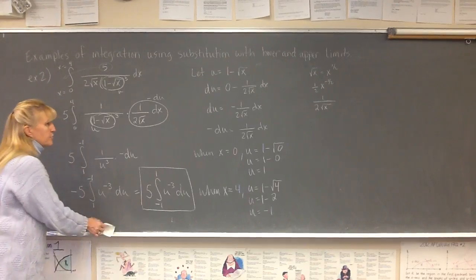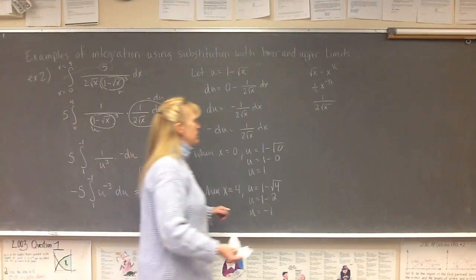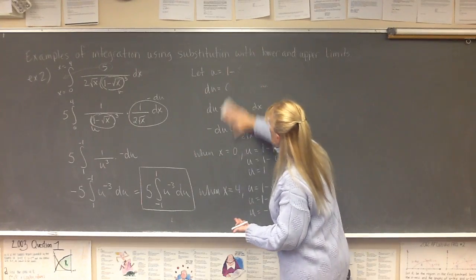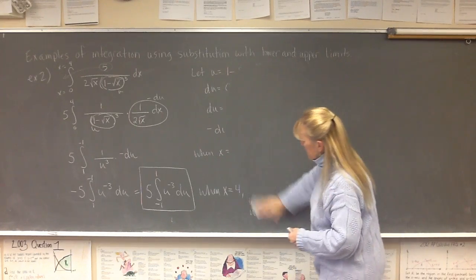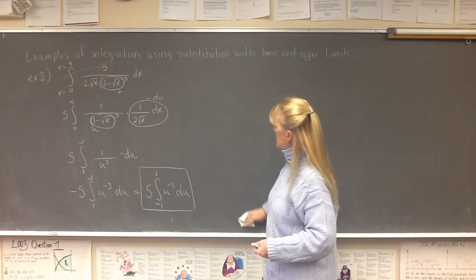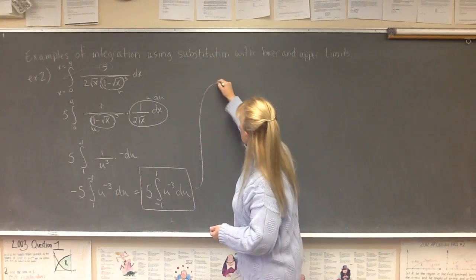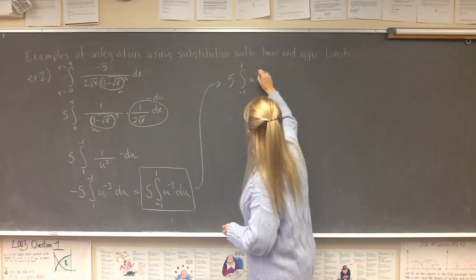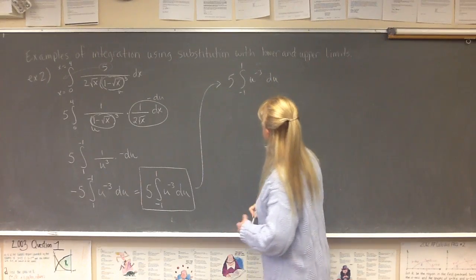However, like I did on the previous example, I'm going to erase all of this u and x stuff because it really has nothing to do with the rest of my problem anymore. And I'm going to finish this question for you. Alrighty. So 5 times the integral from negative 1 to 1 of u to the negative 3 du.